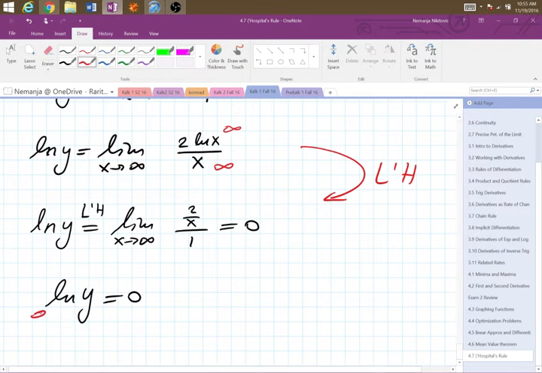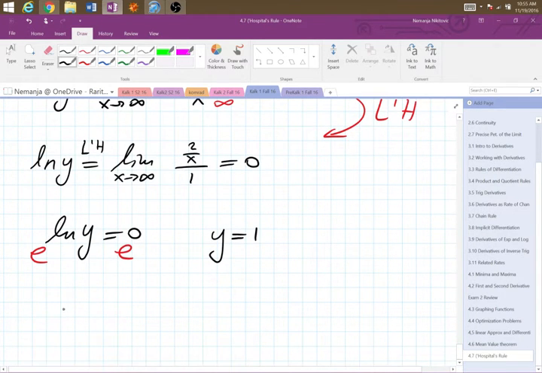Let me try to do one of these right. Y is equal to 1. Therefore, original problem, limit x goes to infinity of 1 plus 1 over x raised to the ln x is equal to 1. Wow.